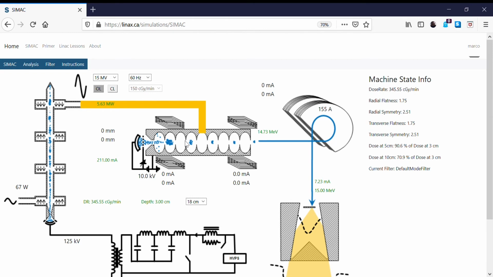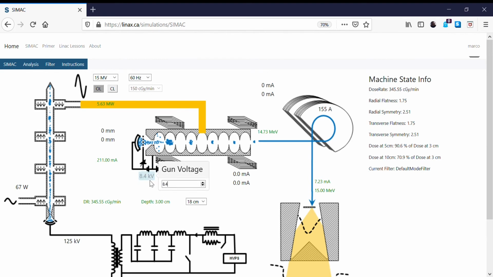So what I've done here is I've reset our 15 MV beam. So we've reset the base parameters: 67 watts for the RF driver, 125 kilovolts for the klystron voltage, and 155 amps for the bending magnet. And I'm going to leave those the same. And now I'm going to change the gun voltage, which will change the amount of current that's going into the accelerator. So the 15 MV beam is set with a 10 kilovolt gun pulse. What I'm going to do is drop this now to 7 kilovolts.